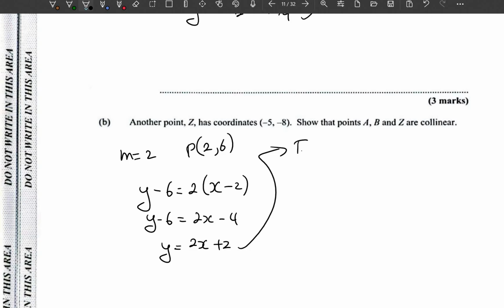So let's now test and see if this point does lie on that line. So if it does lie on the line, then these points should satisfy the equation, meaning -8 should be equal to 2 lots of -5 plus 2. So -8 should be -10 plus 2. And yes, -8 is indeed -8. So the 3 points are indeed collinear.